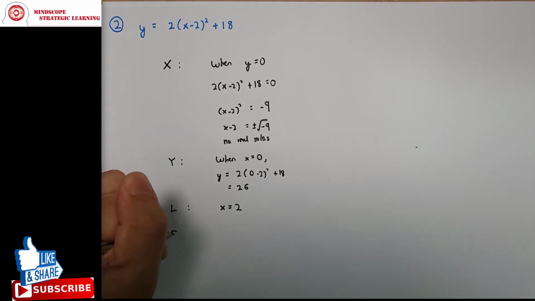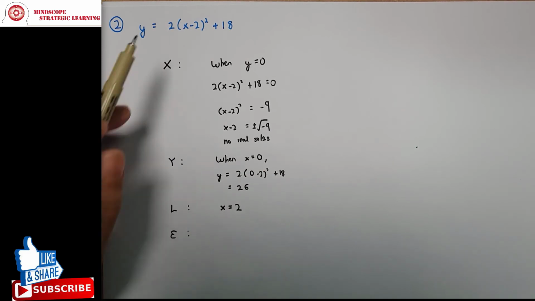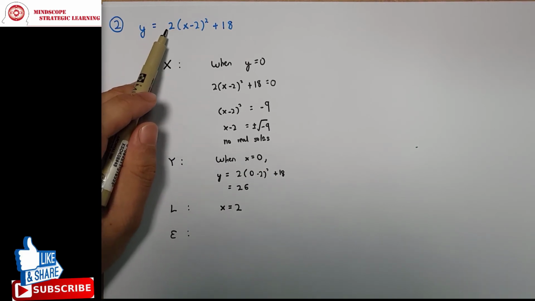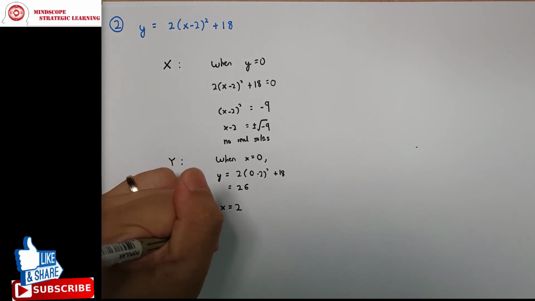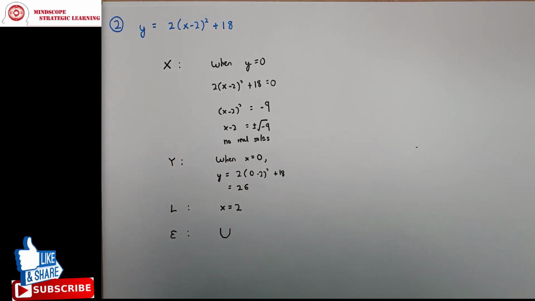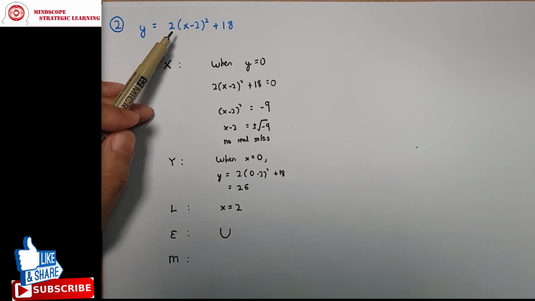Now then we have the n-fold. Again, this is a positive coefficient of x squared, if you can just see the 2 here. So this one is a U. And then we have the maximum or minimum point. For this format, it tells us the minimum point directly.